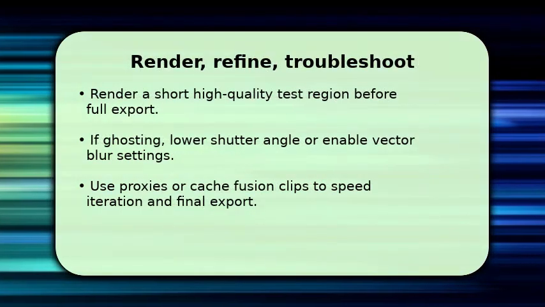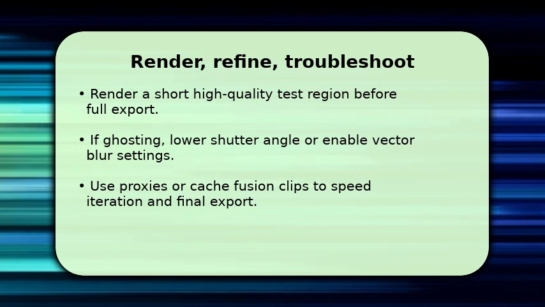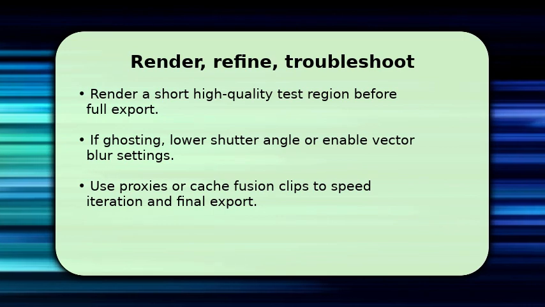To finish, render a short test clip at final settings and watch at real speed. This confirms blur timing and artifact behavior. If you see ghosting or strange smears, reduce shutter angle or sample spread and switch motion estimation modes. Sometimes toggling between optical flow and standard blur solves it.